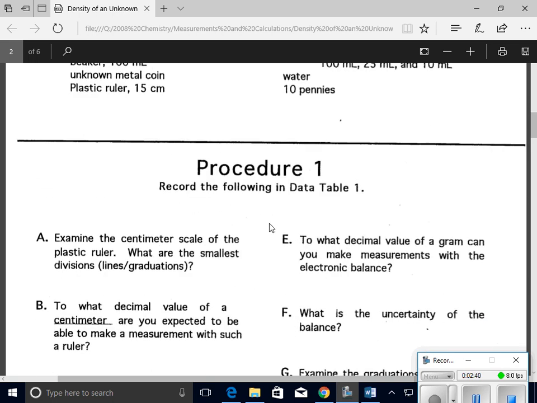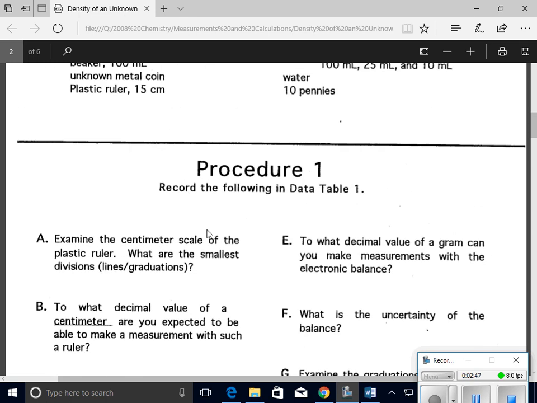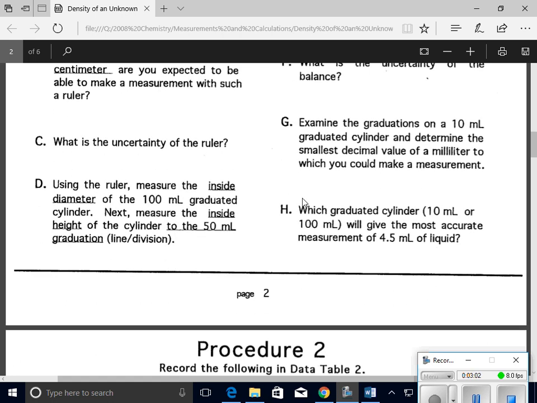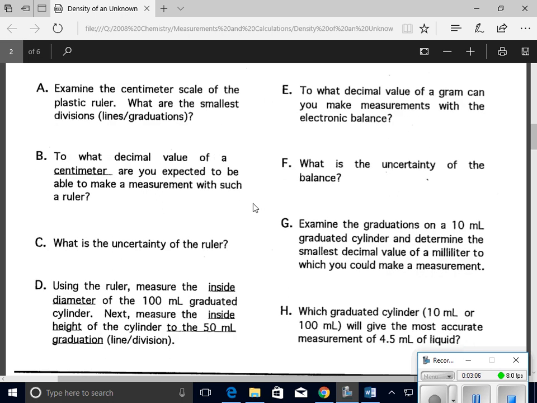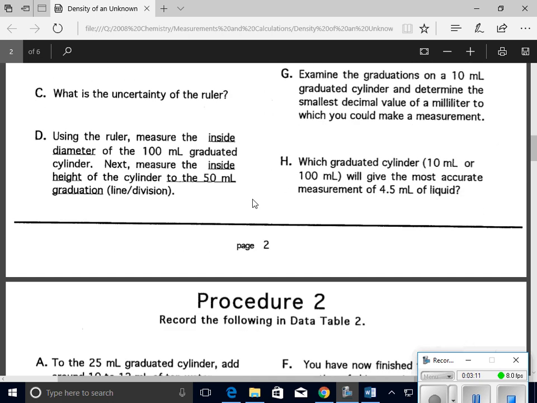Now the first part of the procedure, you're going to read through this and you're going to use a plastic ruler. If it's not a plastic, it could be a wood ruler, doesn't matter. So you're going to use a ruler, make some measurements and follow the directions. Make the measurements, calculate and determine what the uncertainty is of the ruler, uncertainty of the balance, etcetera.